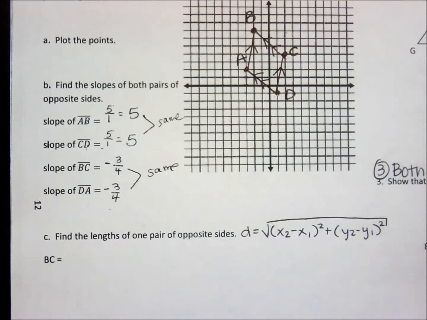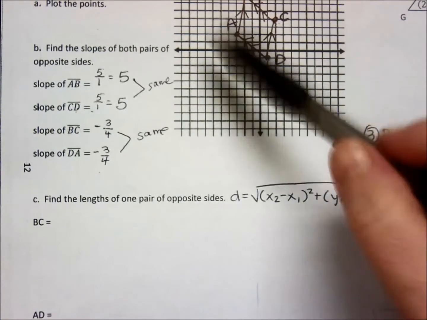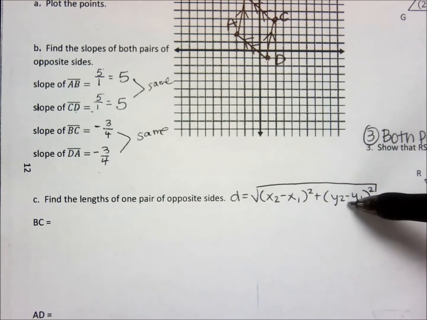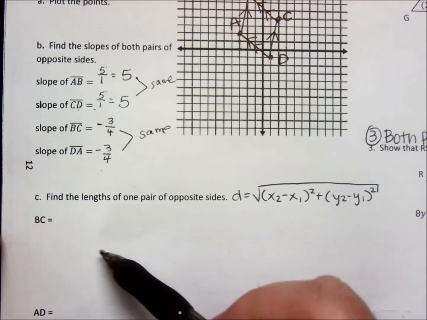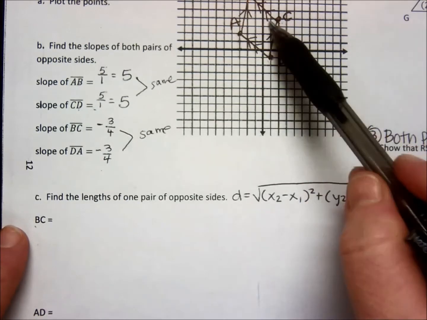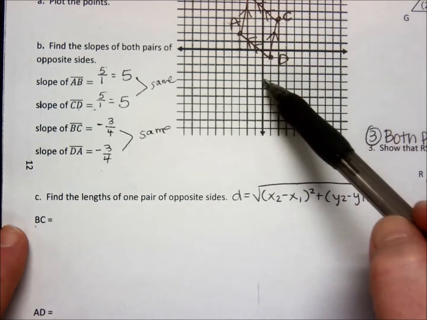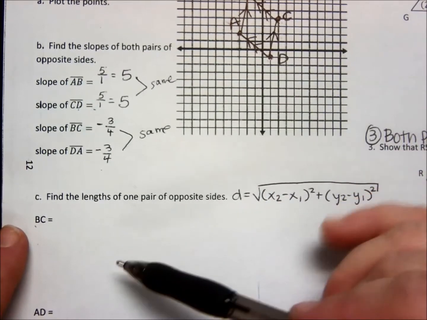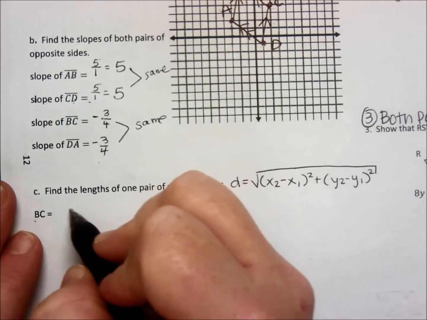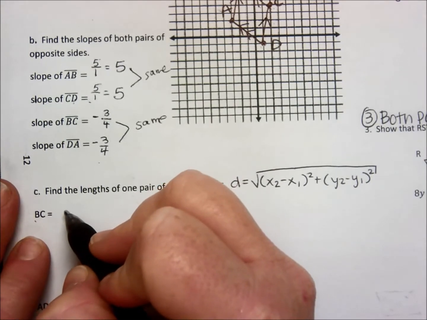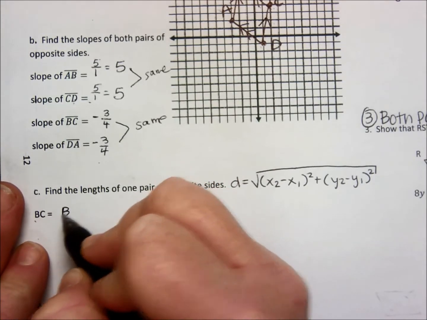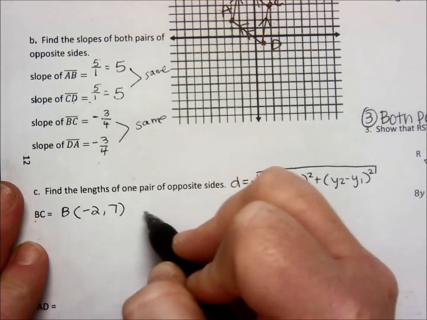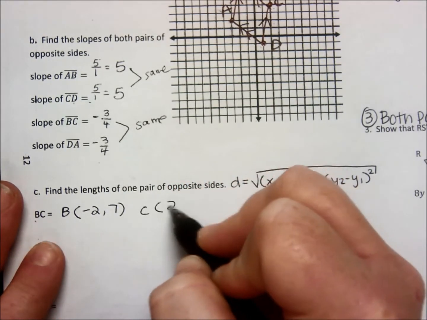Alright, so I do need to prove that one of these pairs of opposite sides are equal. So I have to find the distance of the sides. So I'm just going to focus on BC and AD, these two. If I can prove those two sides are congruent, then I know that I have a parallelogram because they're parallel and congruent. So if I look at BC, I'm going to look at the points B, which were negative 2, 7, and C, and the points were 2, 4.